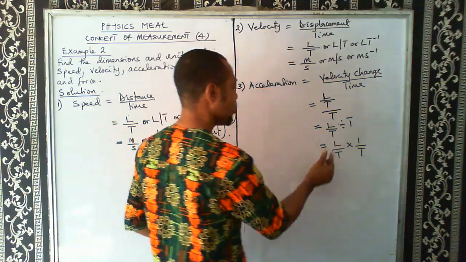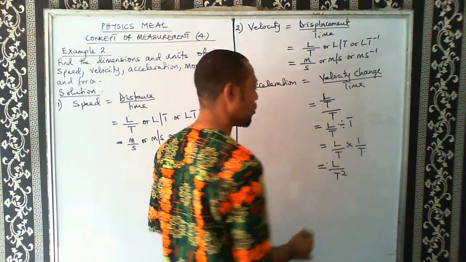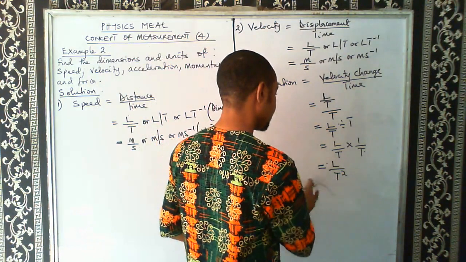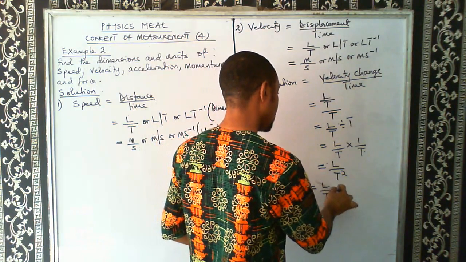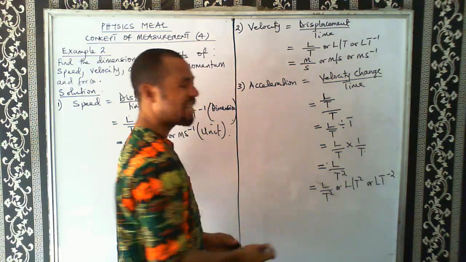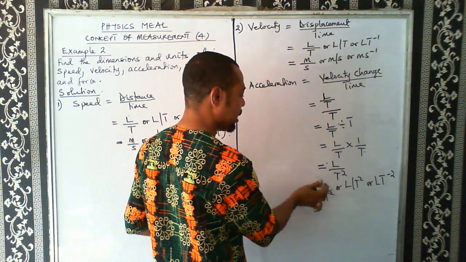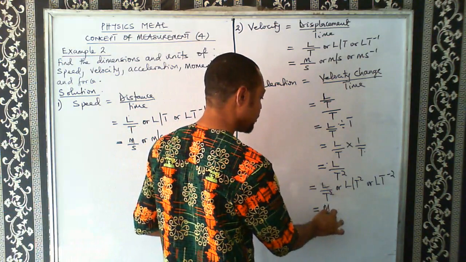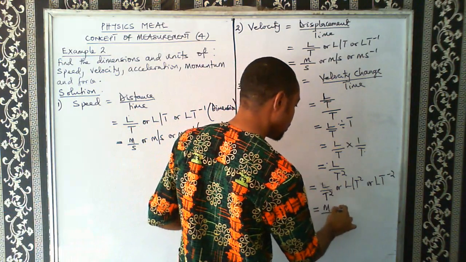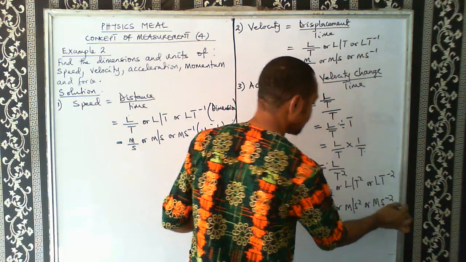So if we do this, we have length times 1 is length, and time times time will give me time raised to power what? Time raised to power 2. That's time squared. So this can be written as length per time squared. So all these are dimensions of what? Of acceleration. Then the unit: we replace the dimension with the appropriate unit. Length is measured in meter, time in seconds, so this will be seconds squared. Remember, this is time squared. Or you can write it as meter per second squared.